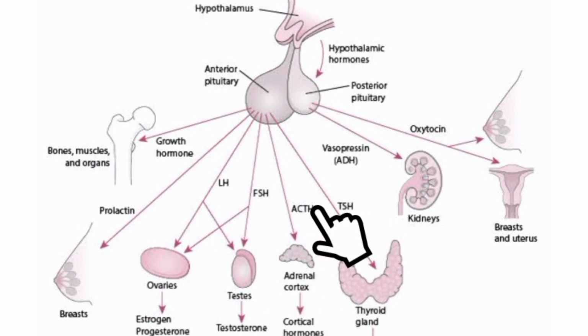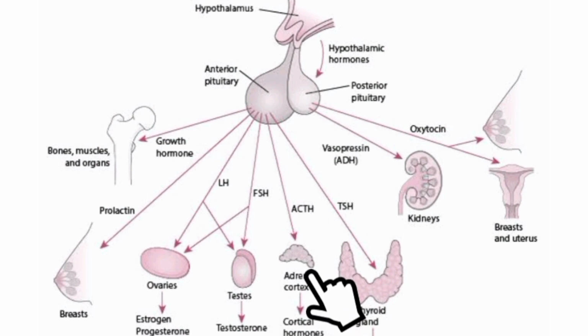Then the third hormone, that is adrenocorticotrophin hormone, for example, another hormone from the anterior pituitary, will act on the adrenal cortex, and this will cause release of cortical hormones from the adrenal cortex. Then thyroid stimulating hormone will act on the thyroid gland to produce thyroid hormones.